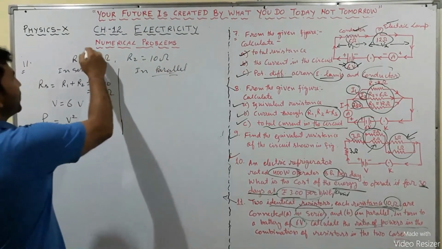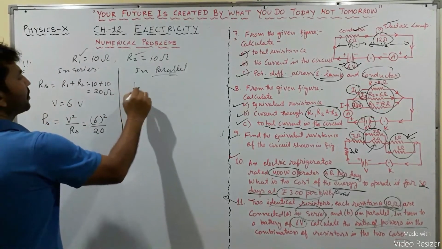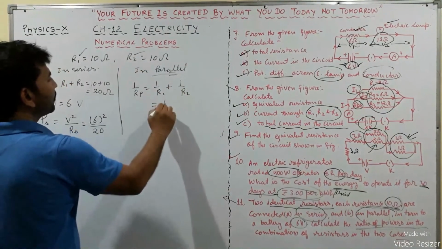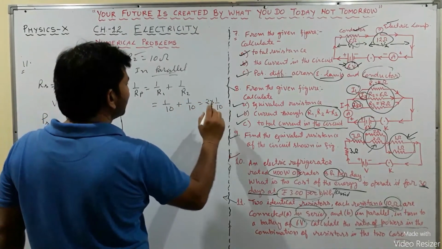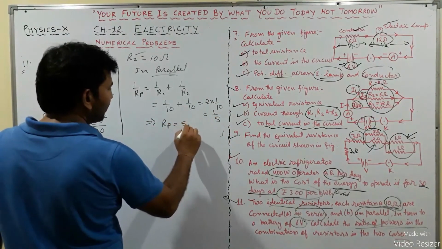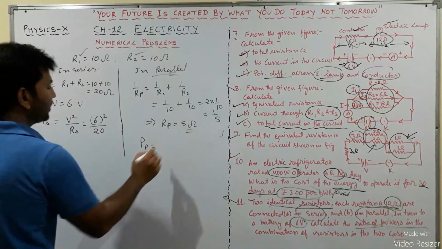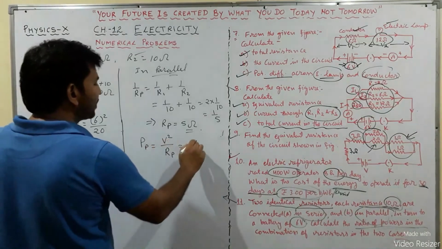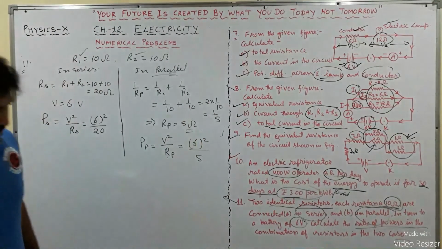In parallel combination, when we connect them in parallel, we use the formula 1 upon Rp is equal to 1 upon R1 plus 1 upon R2. By putting the value, 2 into 1 by 10, that is 1 by 5, or Rp is equal to 5 ohm. So what is the power consumption in the parallel combination? That is Pp, V square upon Rp, and V is again 6, and Rp is 5.